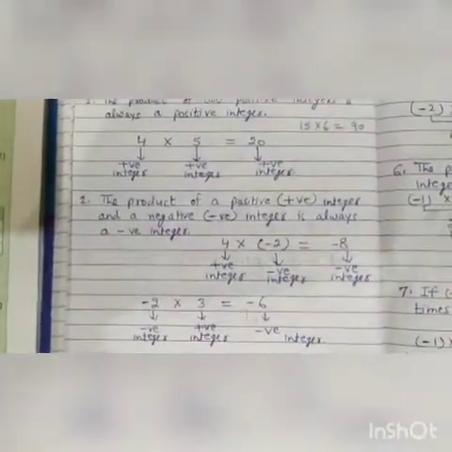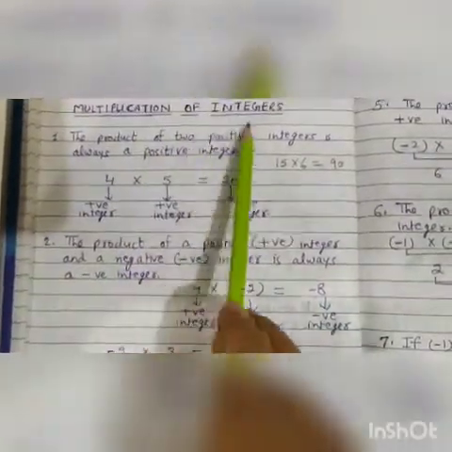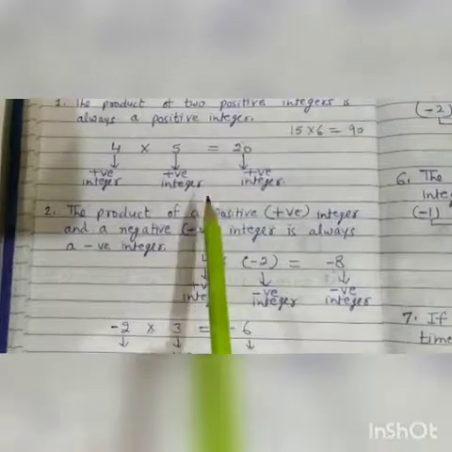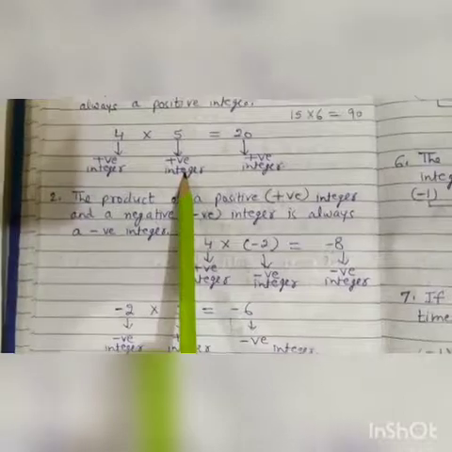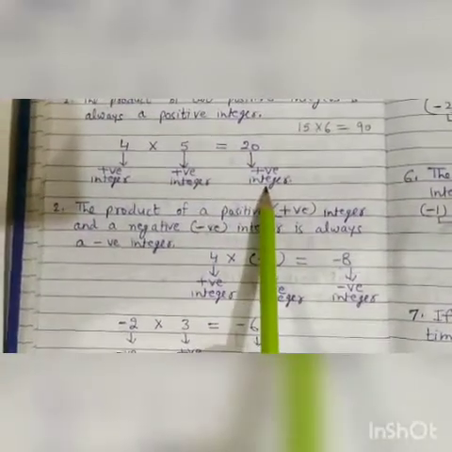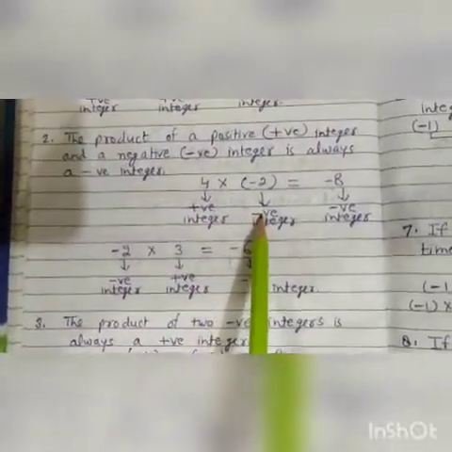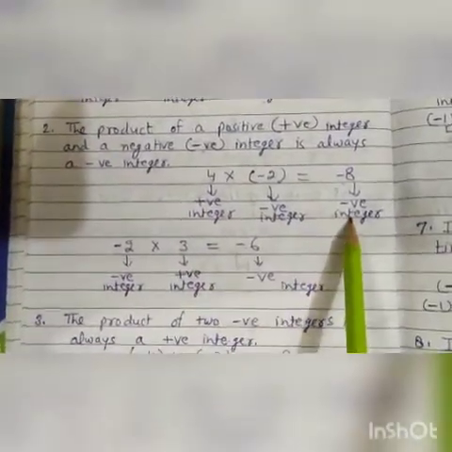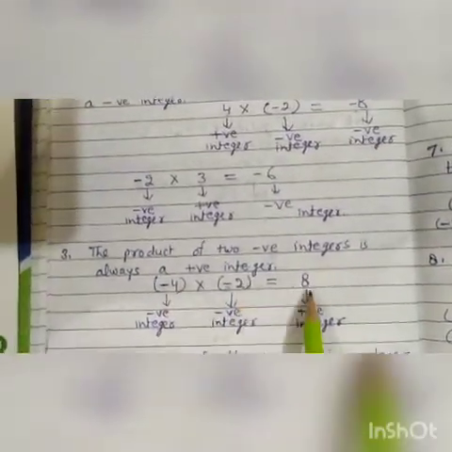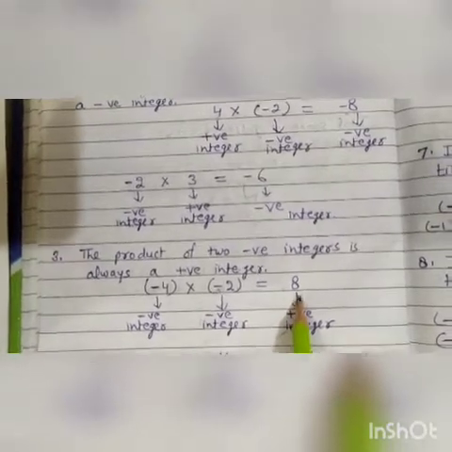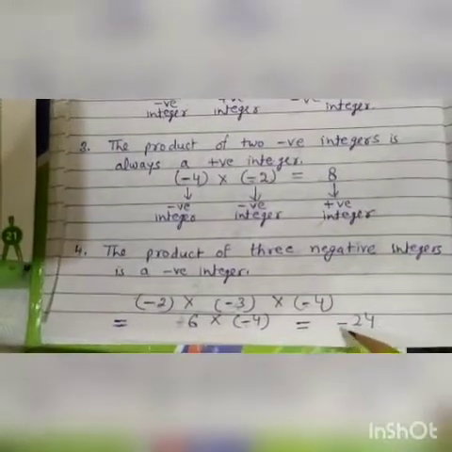Students, in the last class, I explained multiplication of integers, in which I told you that when we multiply two positive integers, the product will be a positive integer. If we multiply one positive and one negative integer, the product will be a negative integer. When we multiply two negative integers, the product will be positive. If we multiply three negative integers, the product will be negative.